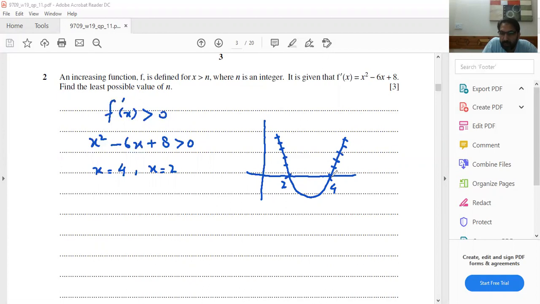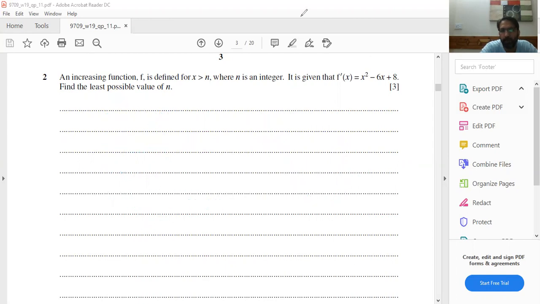And if you see this one, this is on the right side of 4. So one solution is going to be x > 4. And the other one is x < 2. Now, since it is mentioned over here x greater than n, n is going to be 4 in this question. So this is your question number 2. Now let's go for question number 3.